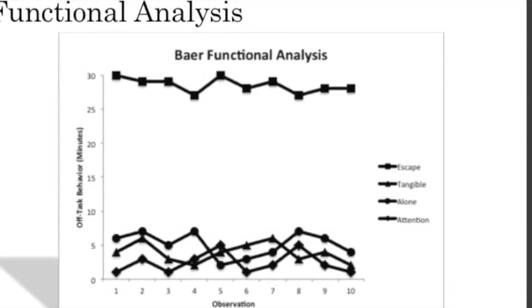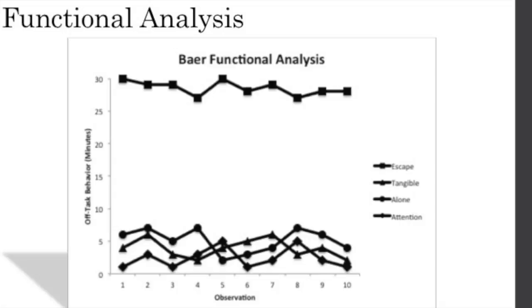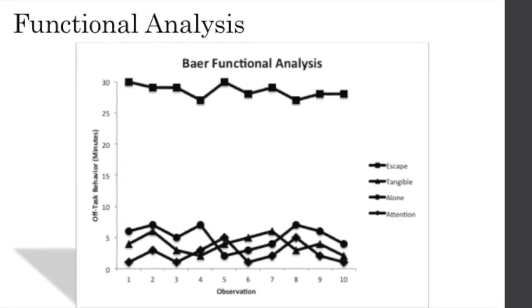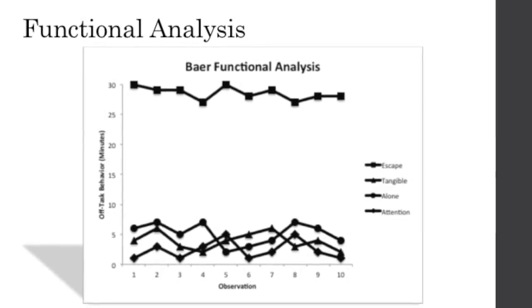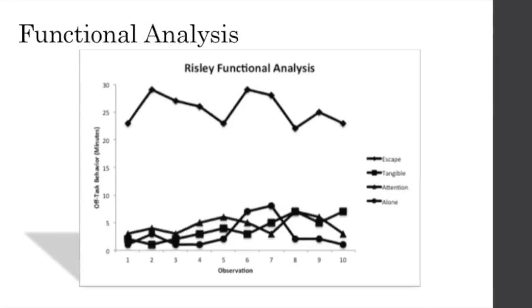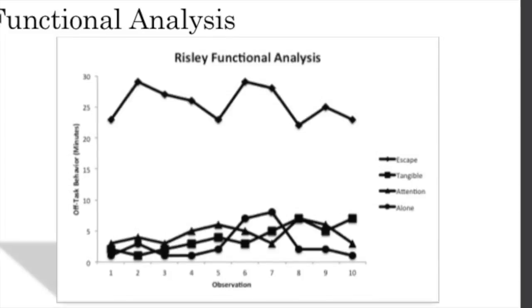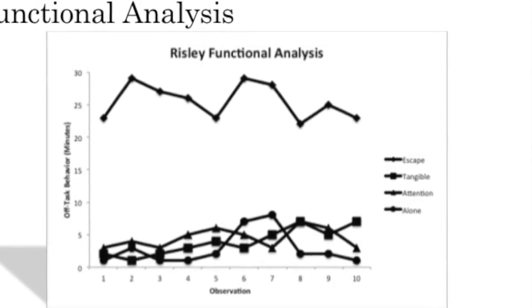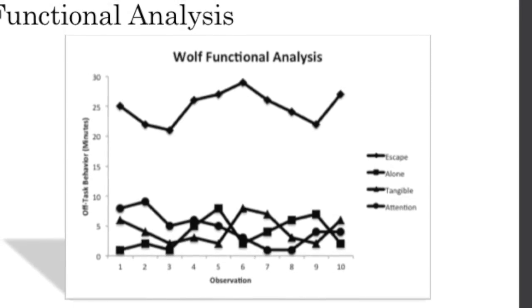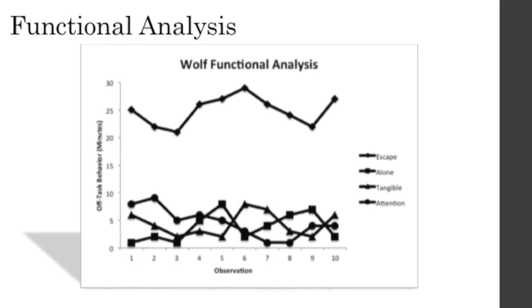Here are the results of Bear's functional analysis. The data clearly shows that Escape is maintaining his off-task behavior. For Risley, Escape is also maintaining his off-task behavior. The data shows the same for Wolf.